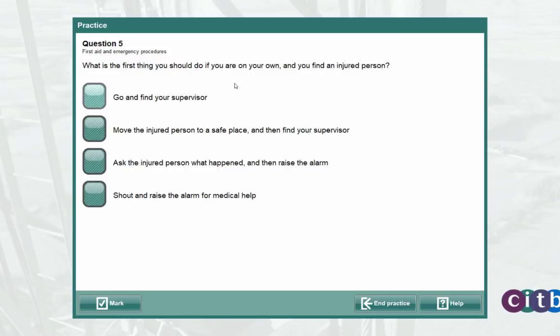What is the first thing you should do if you are on your own and you find an injured person? Go and find your supervisor. Move the injured person to a safe place and then find your supervisor. Ask the injured person what happened and then raise the alarm. Shout and raise the alarm for medical help.